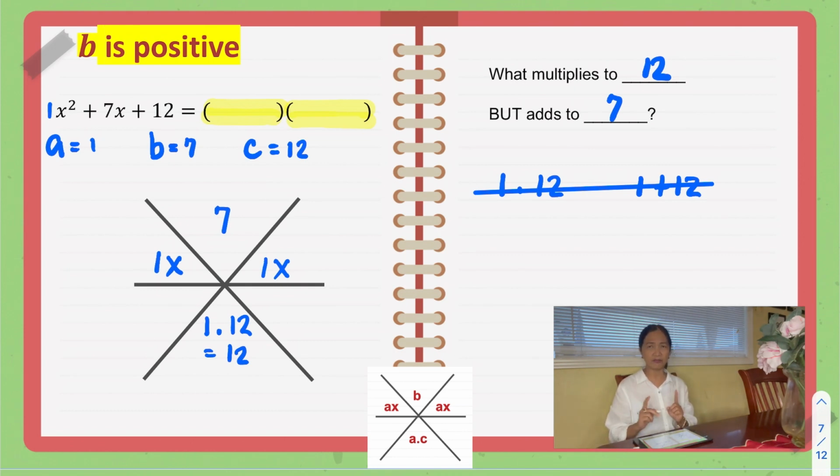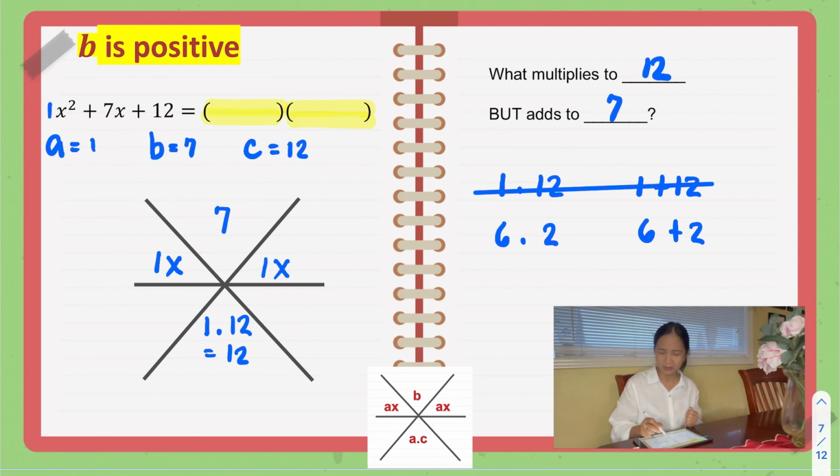Another set of factors for 12 will be 6 and 2. So 6 times 2 is equal to 12, correct? But when I add these two numbers, 6 plus 2 is equal to 8. 7 is what I'm looking for. So therefore, 6 and 2 are not the magic numbers that I'm looking for.